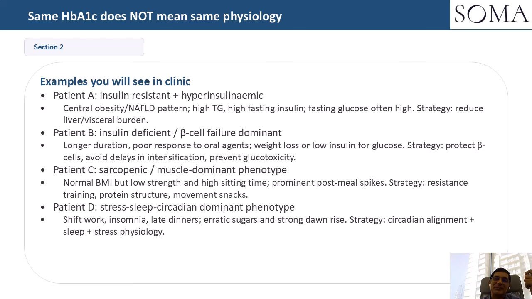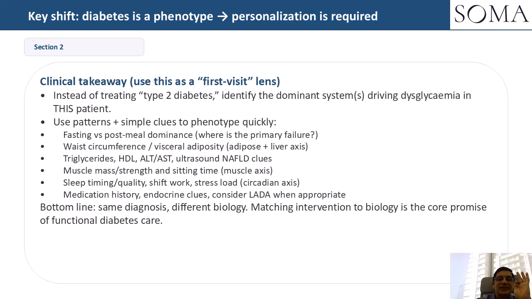And here is where functional medicine becomes clinically powerful. The first shift we must make is this: diabetes is not a single diagnosis, it is a phenotype. The phenotype is what you see at the surface: elevated glucose, elevated HbA1c, sometimes obesity, sometimes not, but underneath the phenotype are multiple possible pathways, and the pathways matter because the pathway determines what will work. If you treat all phenotypes with the same intervention, you will get inconsistent results. If you identify the dominant pathway, you can personalize care.